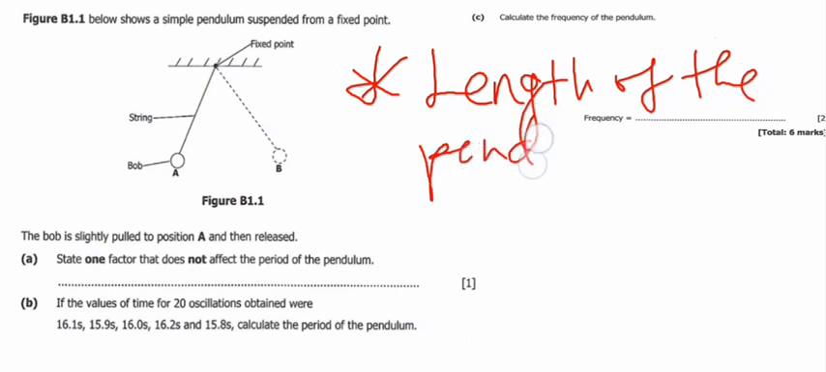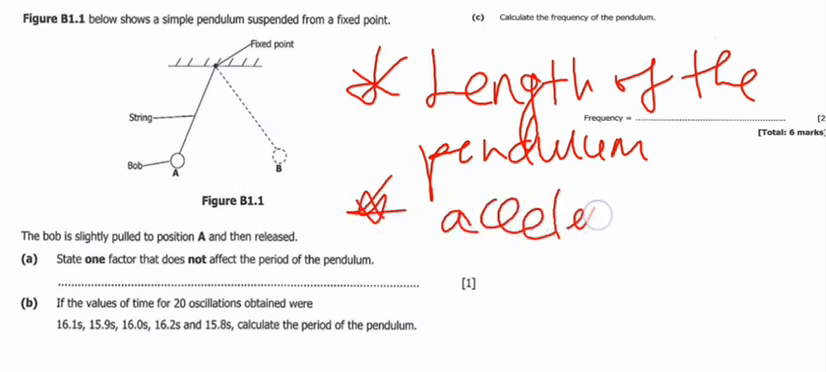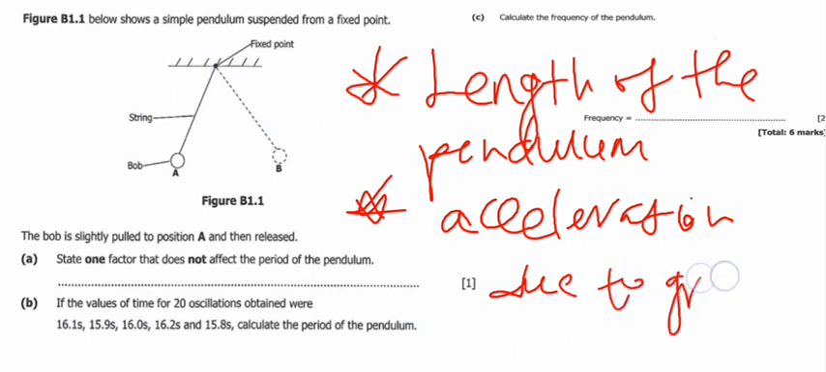Then apart from the length of the pendulum, what you need to know is that the acceleration due to gravity also affects what? The period of the pendulum. So acceleration due to gravity also affects the period of the pendulum. So these are the factors that affect the period of the pendulum.